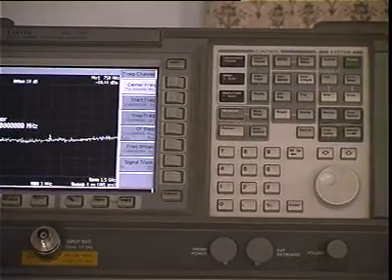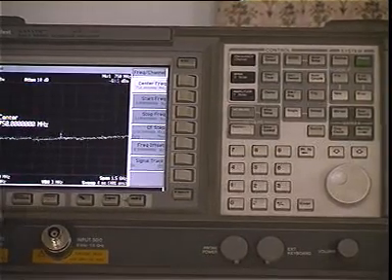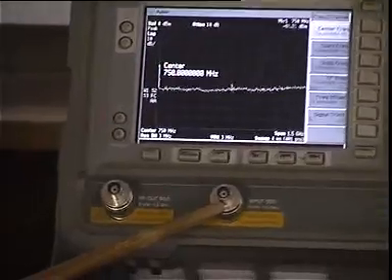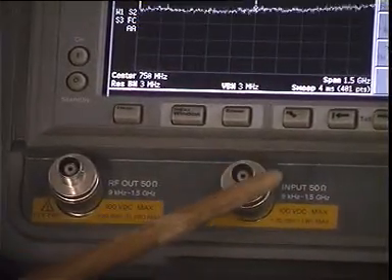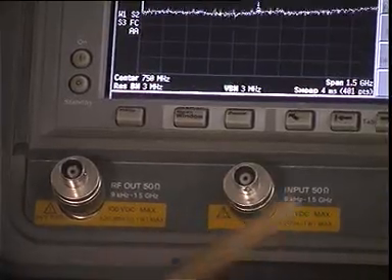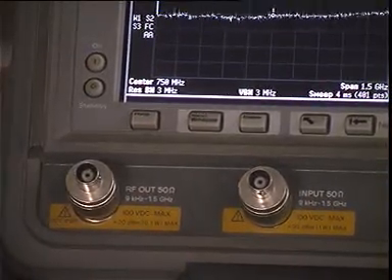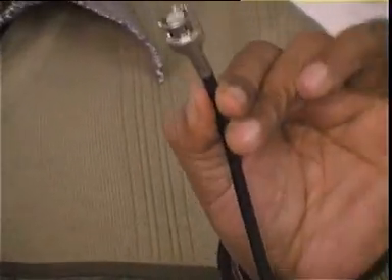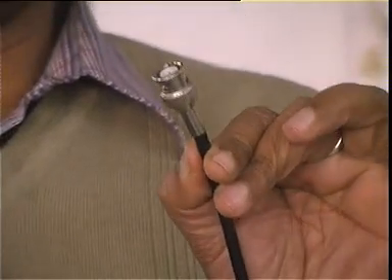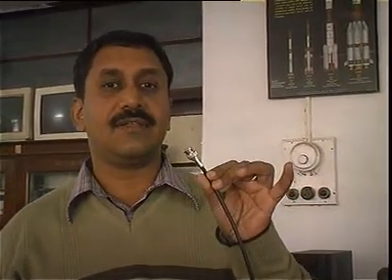Now how do I connect the signal to the spectrum analyzer? This is the input to the spectrum analyzer. To this input, I will connect what is called a BNC cable. You might have used this kind of cable very frequently in your lab. BNC stands for Bayonet, Neill, Concelman. Neill and Concelman were two scientists who invented this cable.